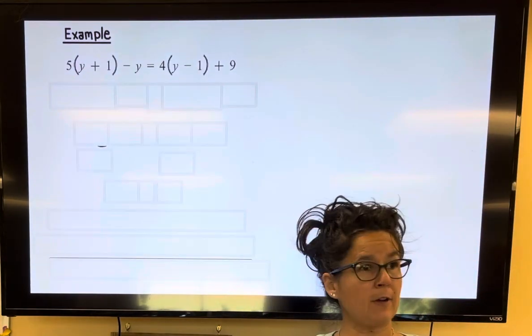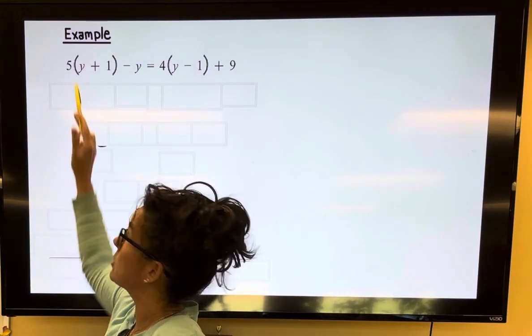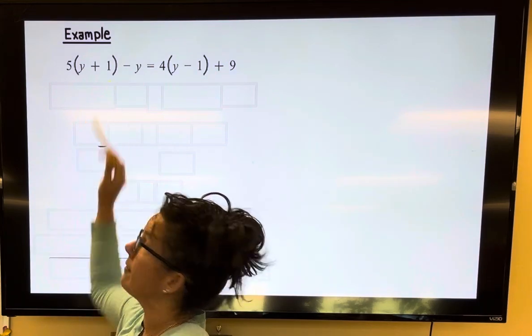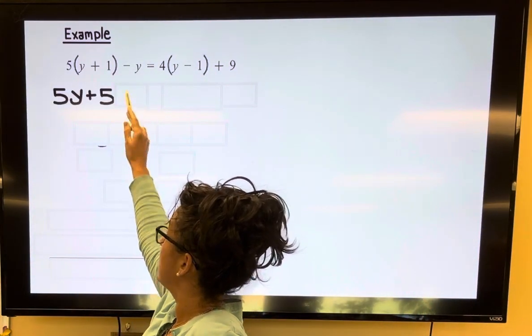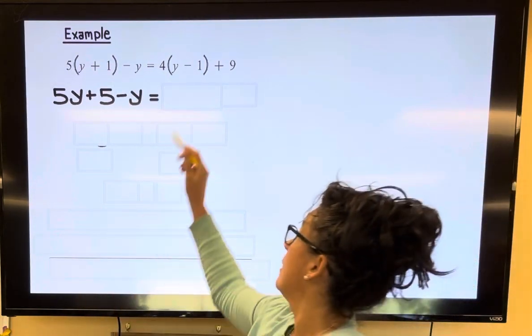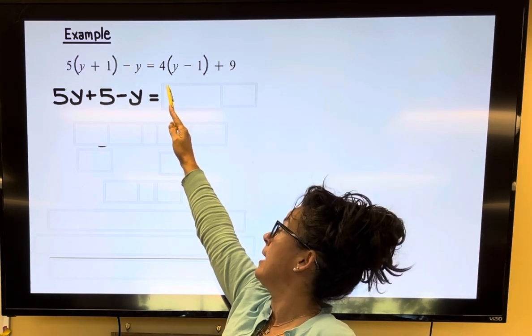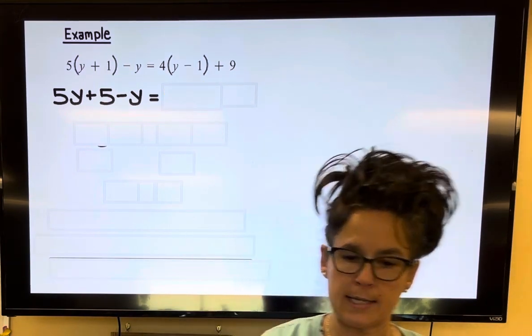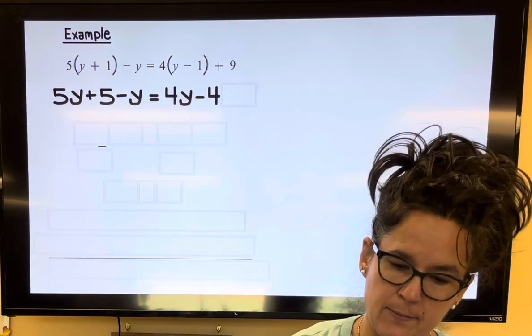We go to simplify each side, so the number 5 gets distributed. 5 times y is 5y, and 5 times 1 is 5. I'm going to bring down the -y, bring down the equal sign. Okay, the 4 gets distributed, so 4 times y is 4y, and 4 times -1 is -4. Let's go ahead and bring down the +9.